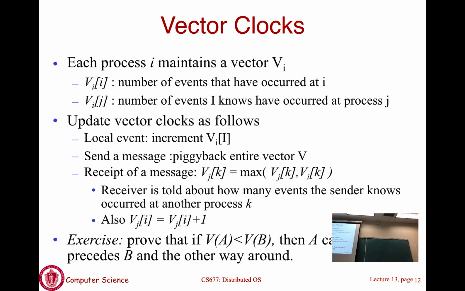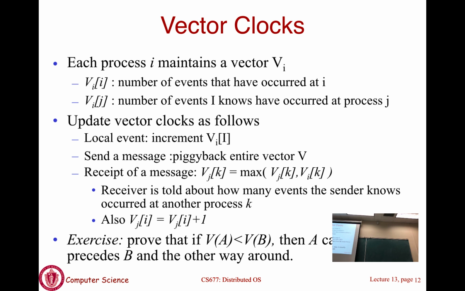Let's do one more send and see what happens. Let us assume that this process is going to send a message here. So essentially the vector that goes is 0, 0, 1. So what do you think will be the vector here for the receive? It should be 3, 0, 1. So that's your vector clock algorithm.